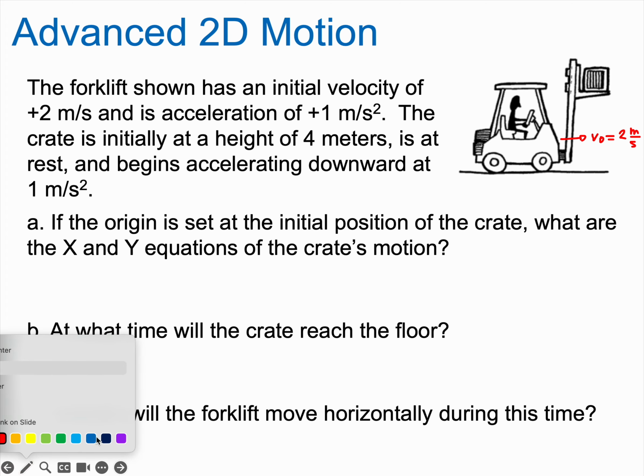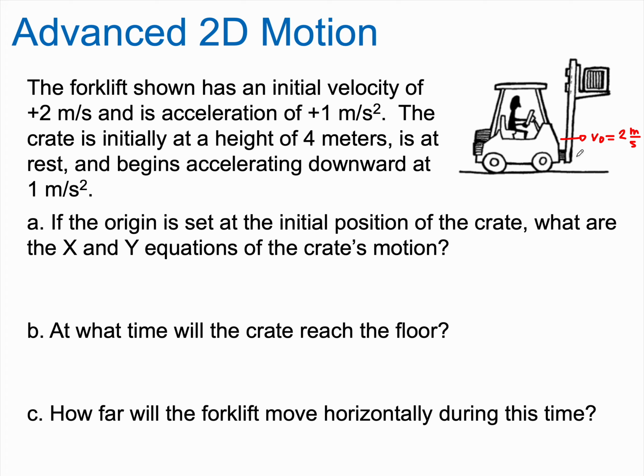In addition to that, we have the crate. The crate is also accelerating. It starts out at a height of 4 meters, and it's accelerating downward also at 1 meter per second squared. So in this case, we have accelerations in both directions.